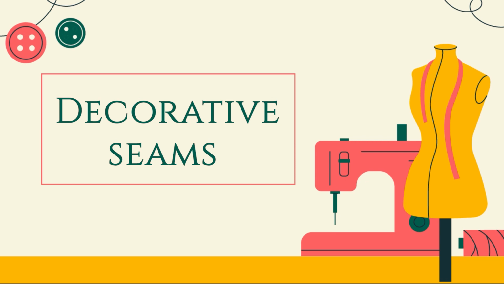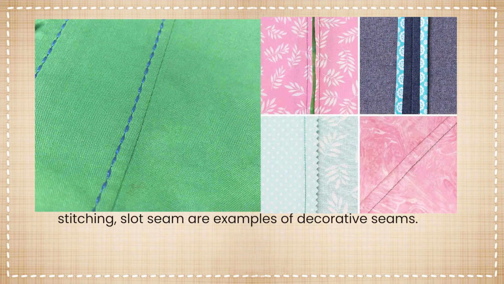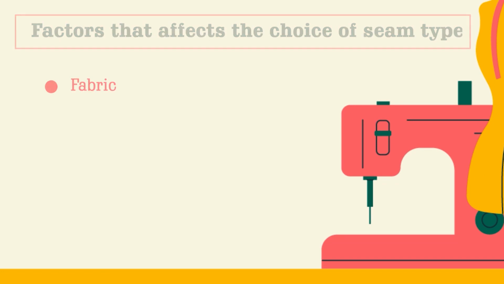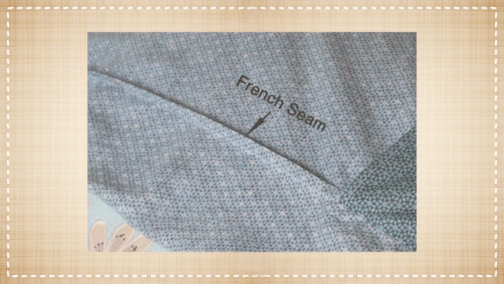The third category of seams are decorative seams, which are used for decorative purpose. So these include top stitching, slot seam. So these are examples of decorative seams. Now, the type of seam which is to be used on a garment will depend on various factors, such as, first is fabric. So when you're working with a heavy fabric, you should avoid using bulky seams like French seam. French seams would be more suitable for delicate fabrics like georgette and chiffon.